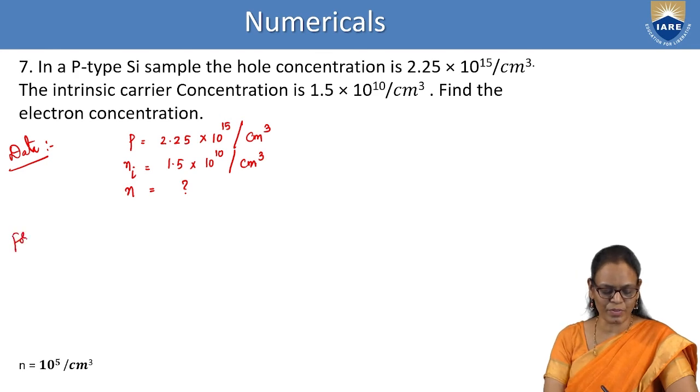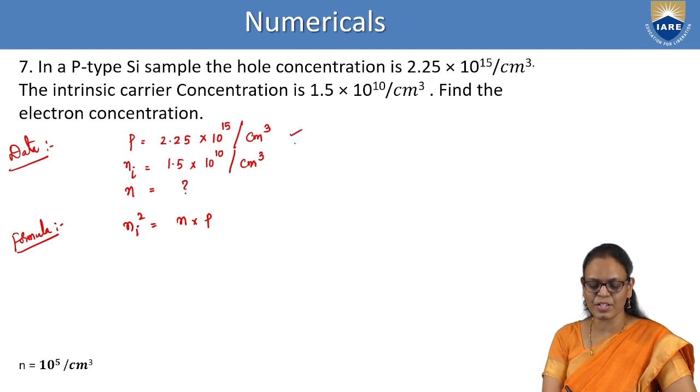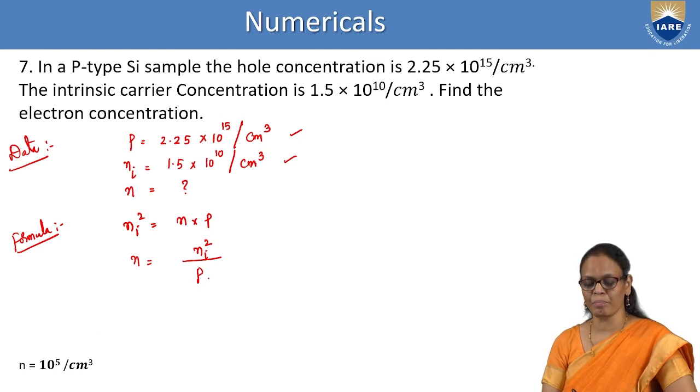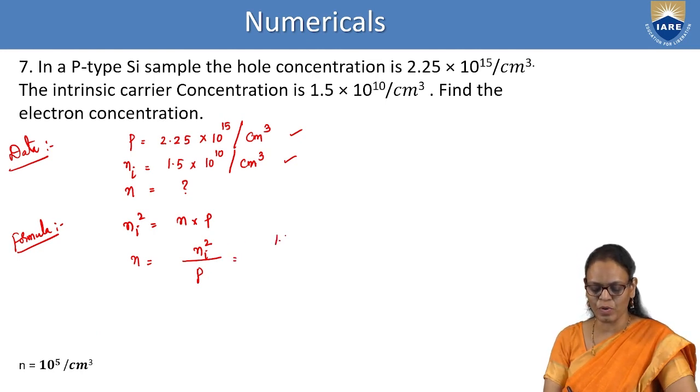So what is the formula we are going to use? Ni square is equal to N into P. Hole concentration is given, intrinsic is given, we have to find N. So I'll write the formula for N as Ni square upon P. So what is the value of Ni? 1.5 into 10 power 10 into 1.5 into 10 power 10, divided by P, which is 2.25 into 10 power 15.